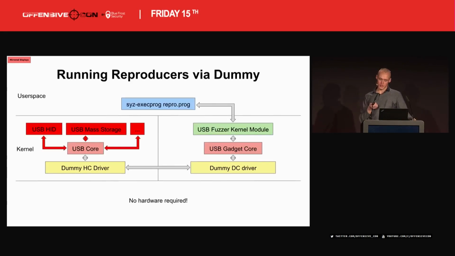OK, this is the cool part, because this is about generating hardware reproducers for the bugs that we found. Let's take a look at what we just did with the dummy interface. This is the demo that I just showed, when we ran the reproducer inside the VM. It looks kind of the same: you have sysexecproc, the fuzzer module, gadget core, dummy driver, USB core.